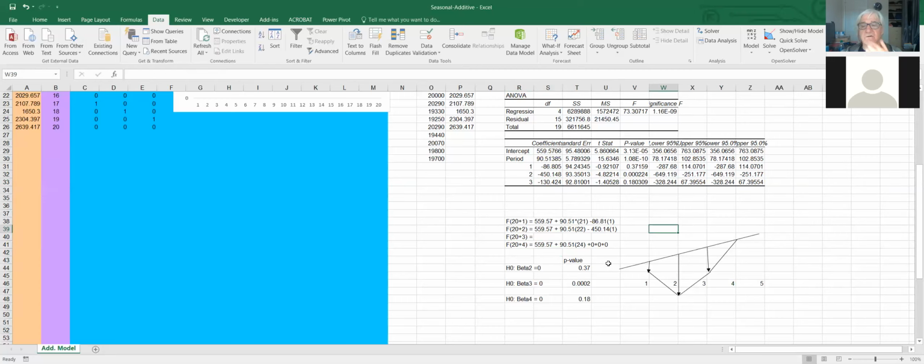Now, how did I know that the season at time 21 is season number 1? Maybe it's season number 2. How did I know? Well, I look at the template and I see that this period 20 has dummies equal to 0, 0, 0, which means that period 20 is season 4. Then period 21 must be season 1. This is how you would know.